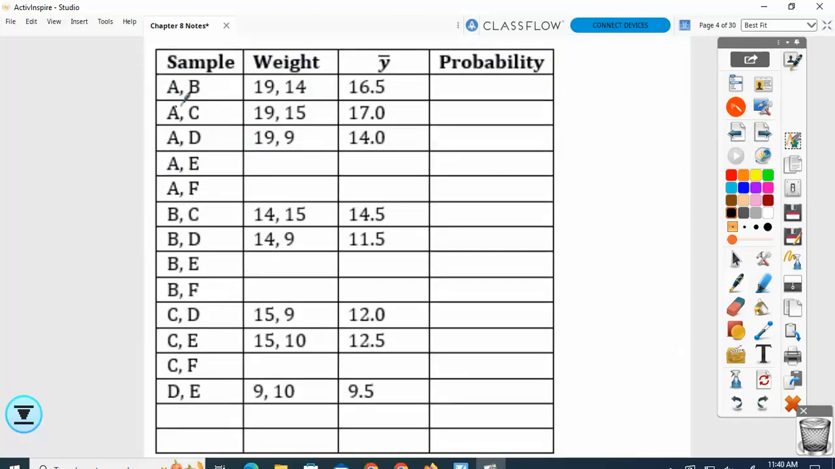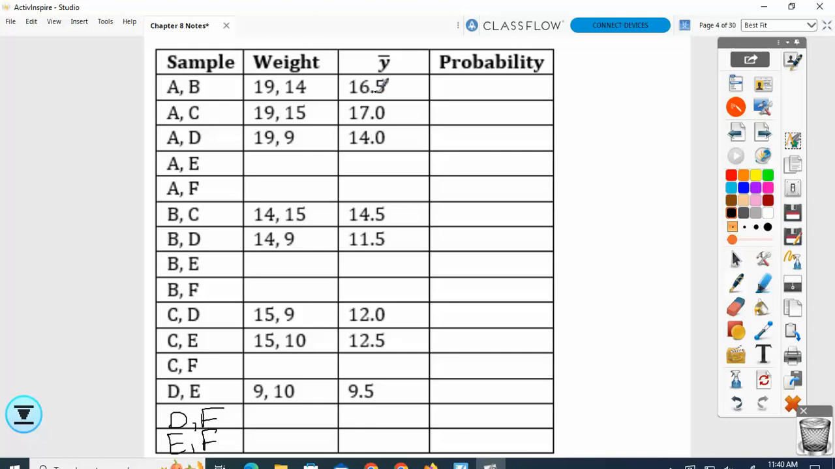So I could take A and B, A and C, A and D, A and E, A and F. Okay, those are all the combinations involved in pumpkin A. B and C, B and D, B and E, B and F. C and D, C and E, C and F, D and E. What am I missing? Which 2 combinations have I not already included? D and F. And the final one, E and F. Okay. So that's every possible combination.